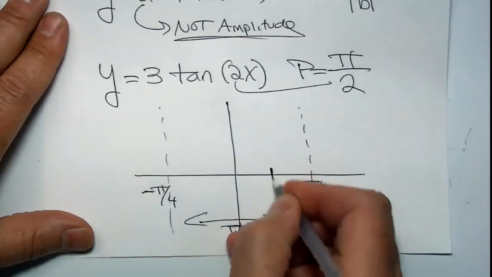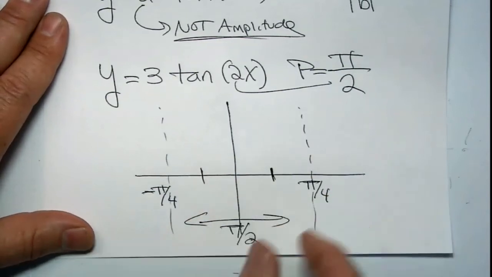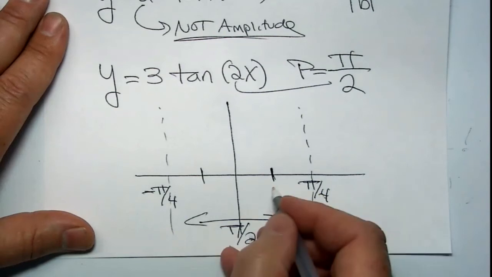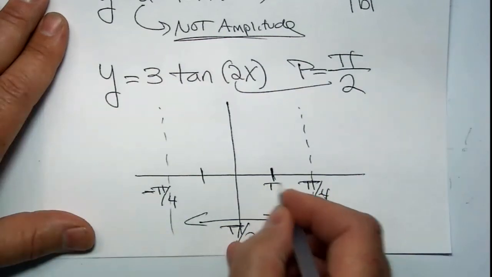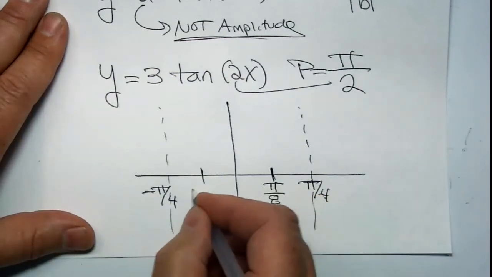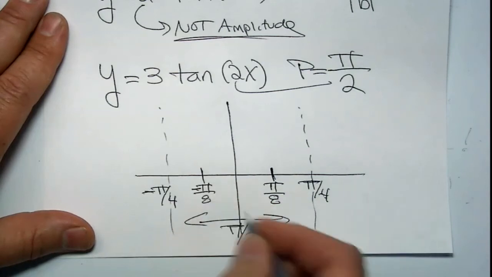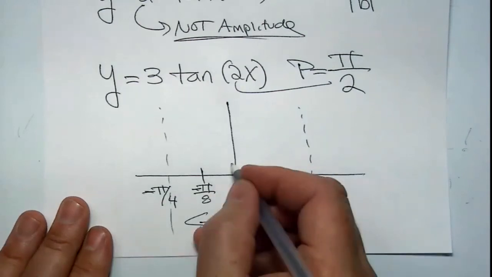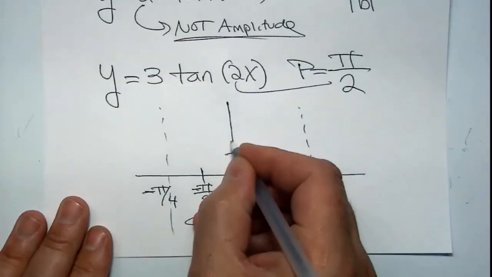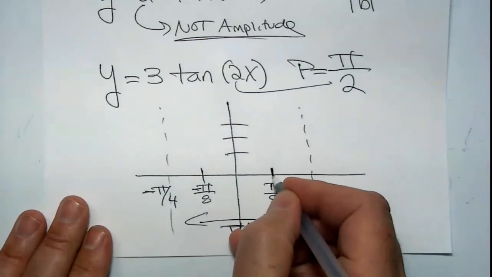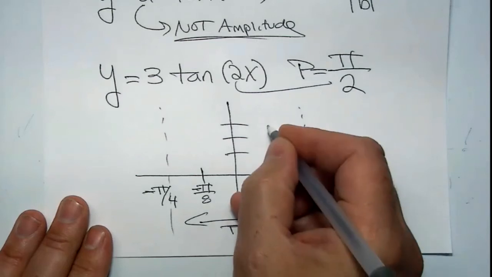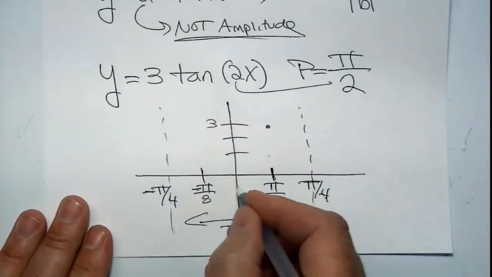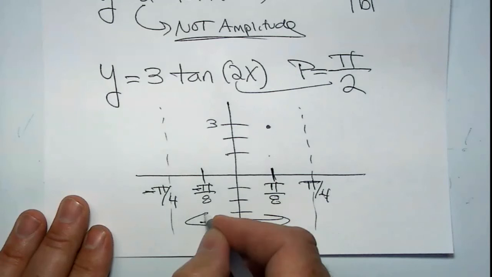Now this key point in the middle here and here must be half of that. So pi over 4 divided by 2 again gets you pi over 8 and minus pi over 8. So these are my 5 key points. And what is that 3 going to do? Well, what it's going to do is 1, 2, 3. Where this key point used to go to 1 will now go to 3. 1, 2, 3. Same over here. This key point goes to negative 3 now.